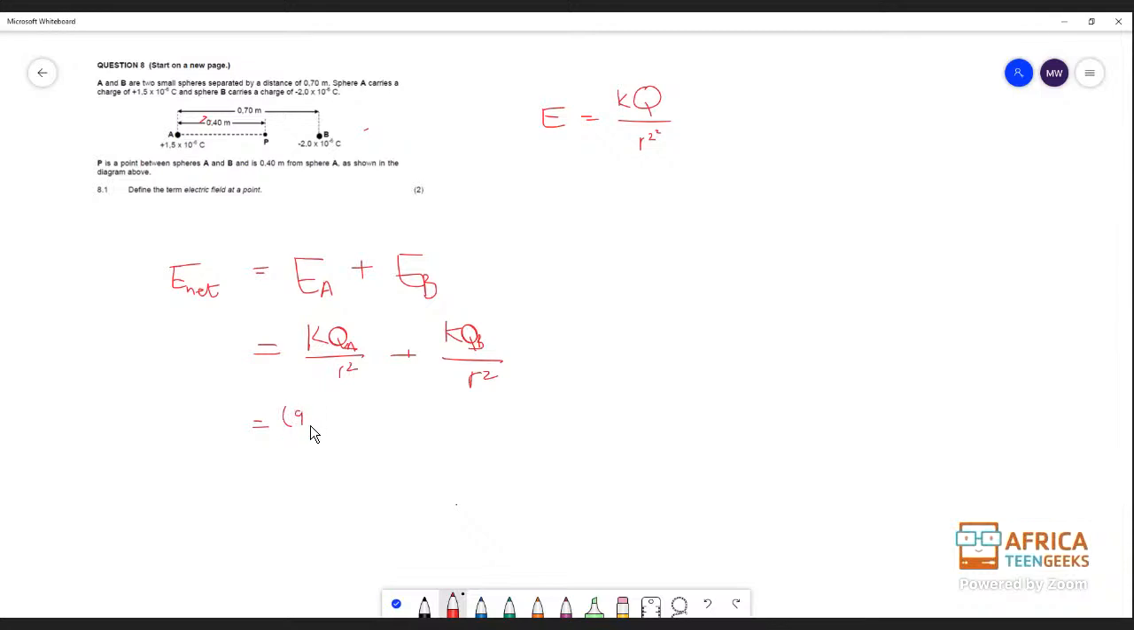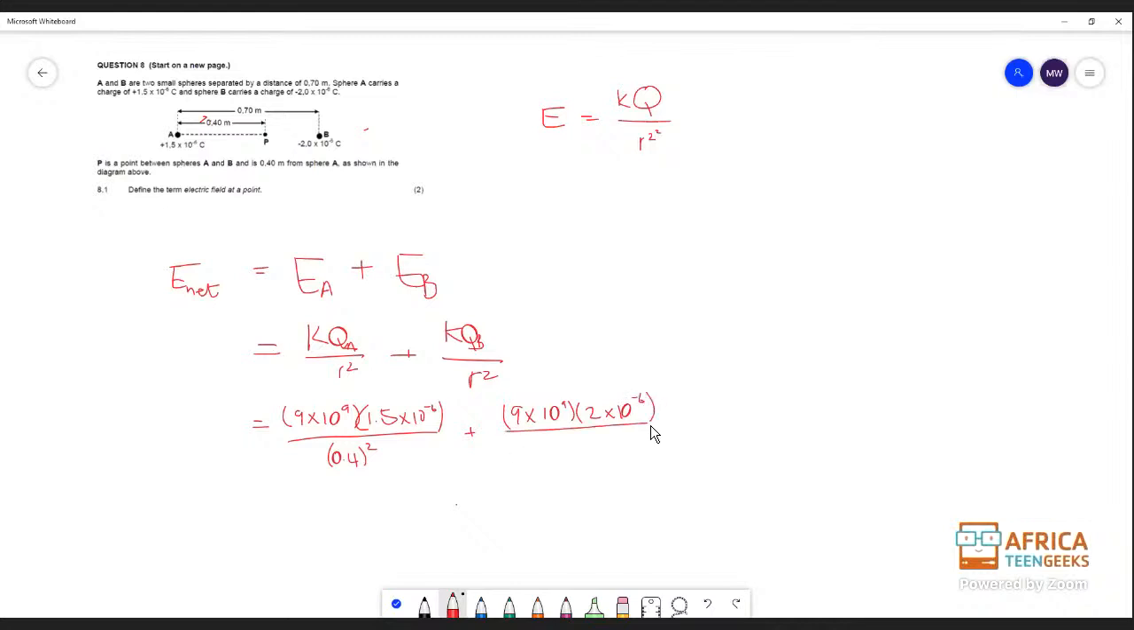So K is just 9 times 10 to the 9. My charge of A is 1.5 times 10 to the negative 6. And then my R squared is the 0.4 as shown in my diagram. Then for B, your K value is 9 times 10 to the 9. And my charge is 2 times 10 to the negative 6.